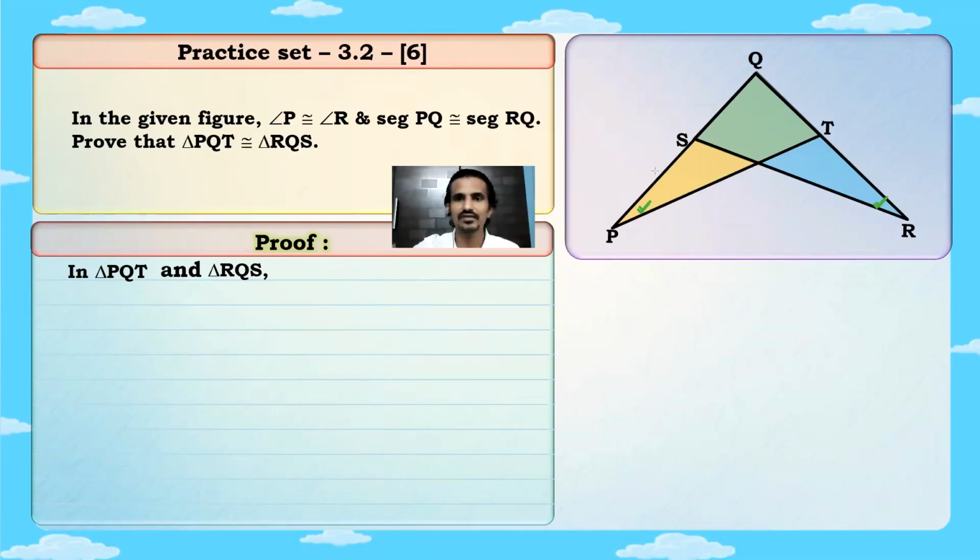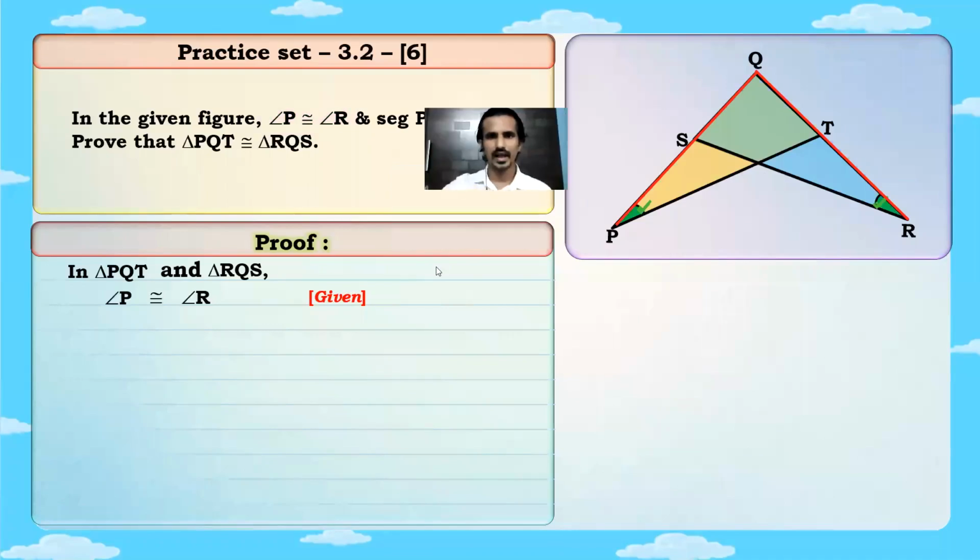The next thing that we have is the pair of sides. In the question it is written PQ congruent to RQ. So PQ and RQ is the pair of sides. So we have one pair of angles, one pair of sides. We can write down these two first. So just note down angle P congruent to angle R. The reason is given. You have to write along with me. Write this: angle P congruent to angle R. The reason here is given.